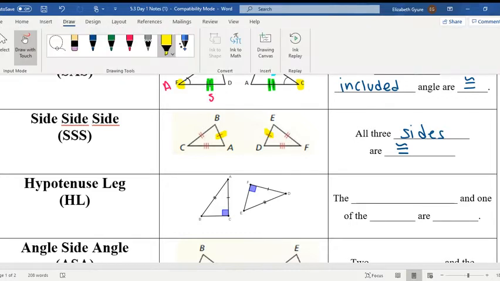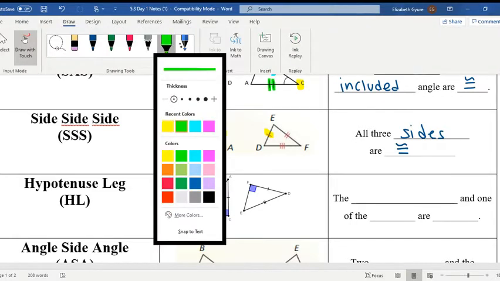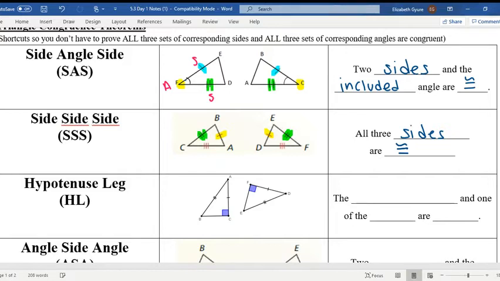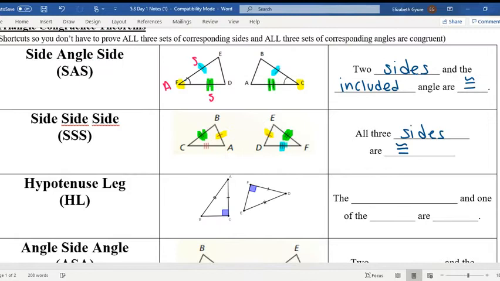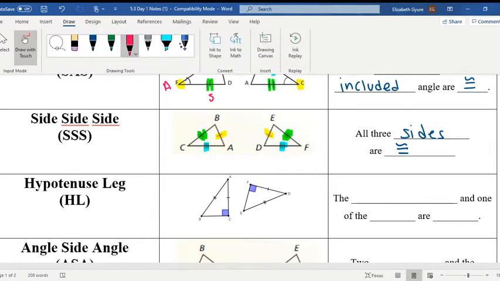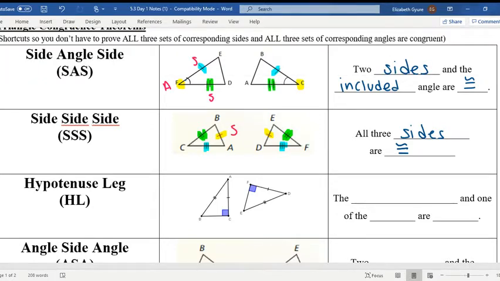That's one set of sides. We have that EF is congruent to BC. That's another set of sides. And then we have DF is congruent to AC. So if you label this, we have a set of sides here with BA and ED. We have a set of sides here with BC and EF. And then we have a third set of sides with CA and FD. So all three sides are congruent here.